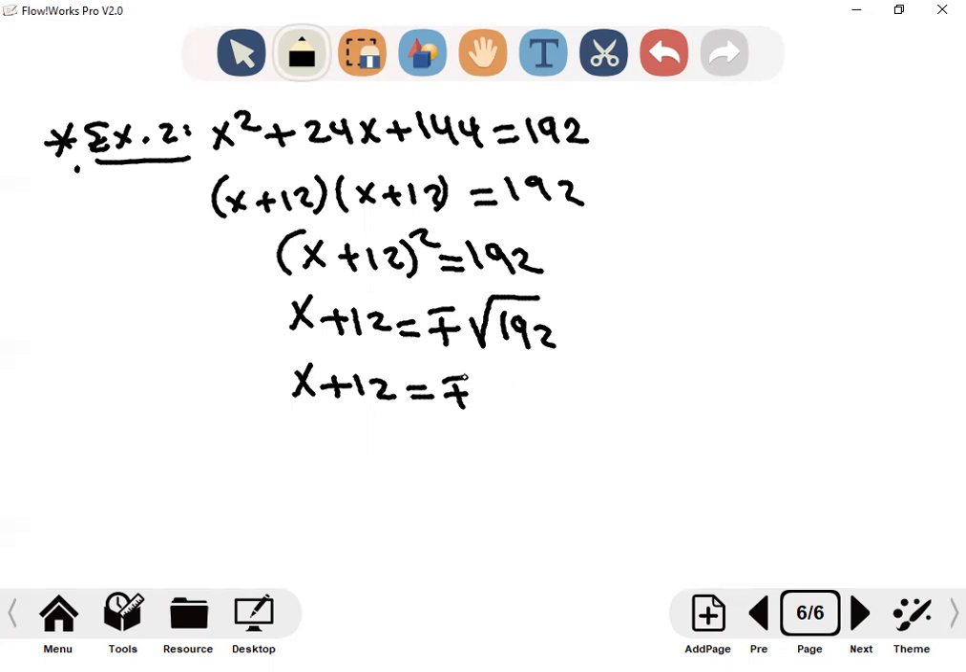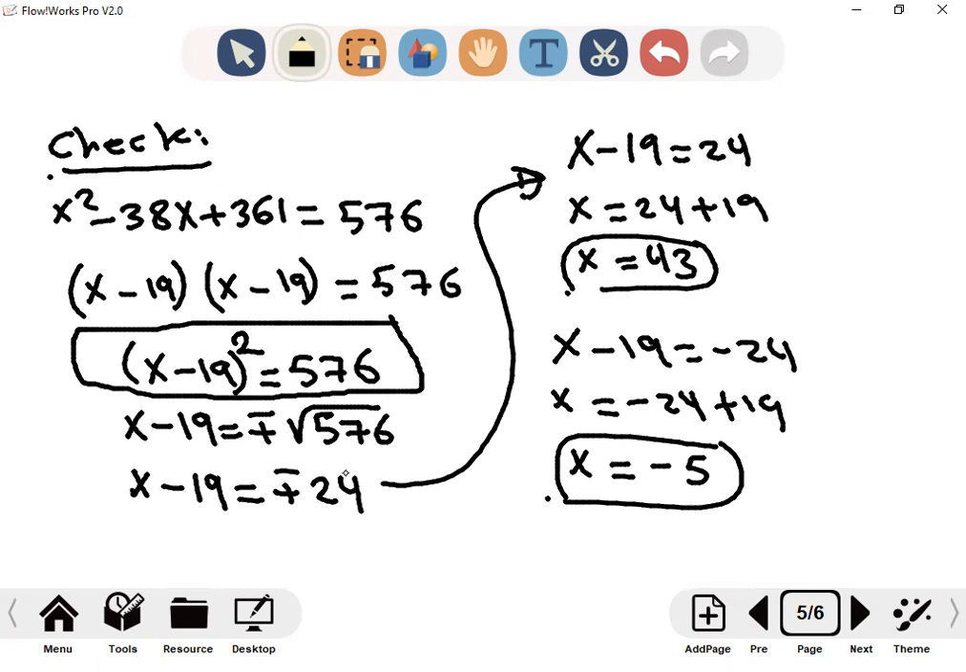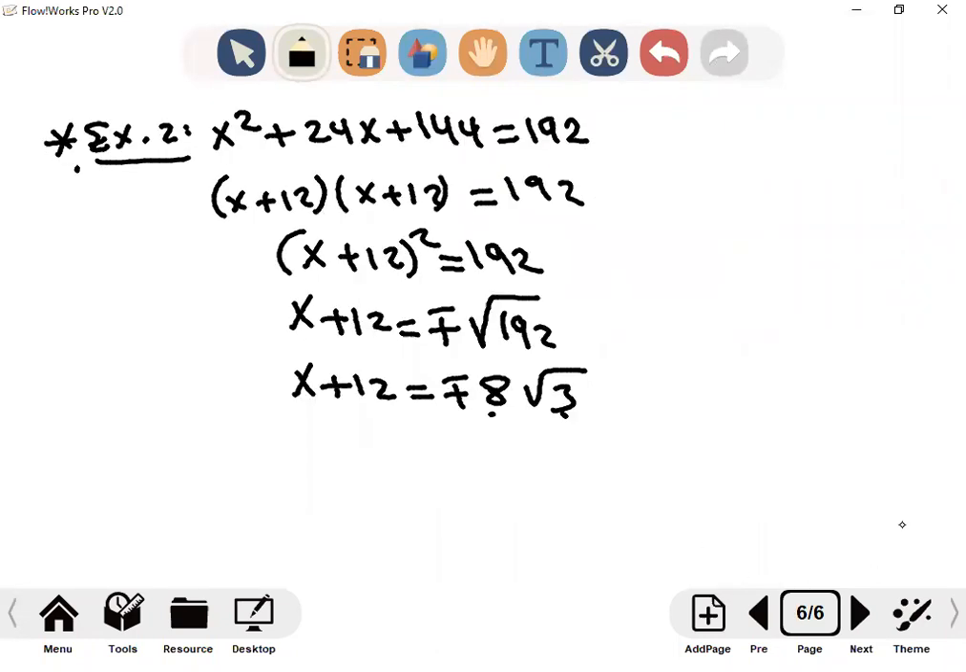Square root of 192, without decimal, how much? 8 square root of 3. In the book they use this form. This is not an integer like the previous example. The previous example, it was 24, right? So plus minus number, we do the same steps. Here also we'll do the same steps, but we'll use 8 square root of 3.